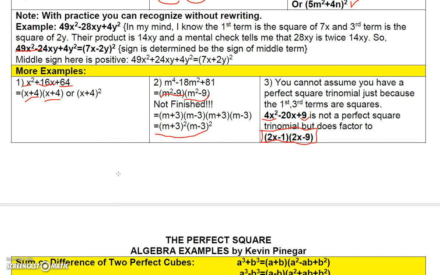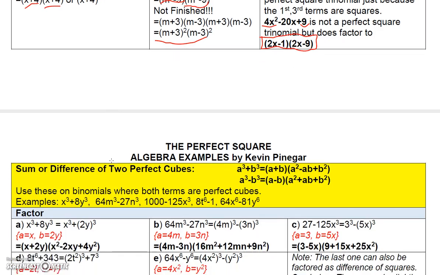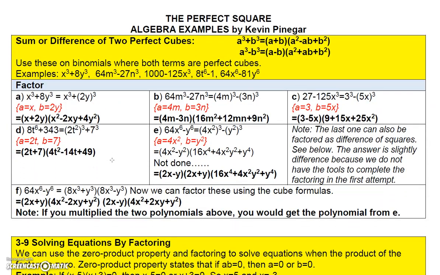Okay, so that's not all of the special formulas. I've got one more video that I'm going to give you on this section that talks about the sum or difference of two perfect cubes. So you may or may not study this in your particular algebra class, but it's here if you need it in the next video.